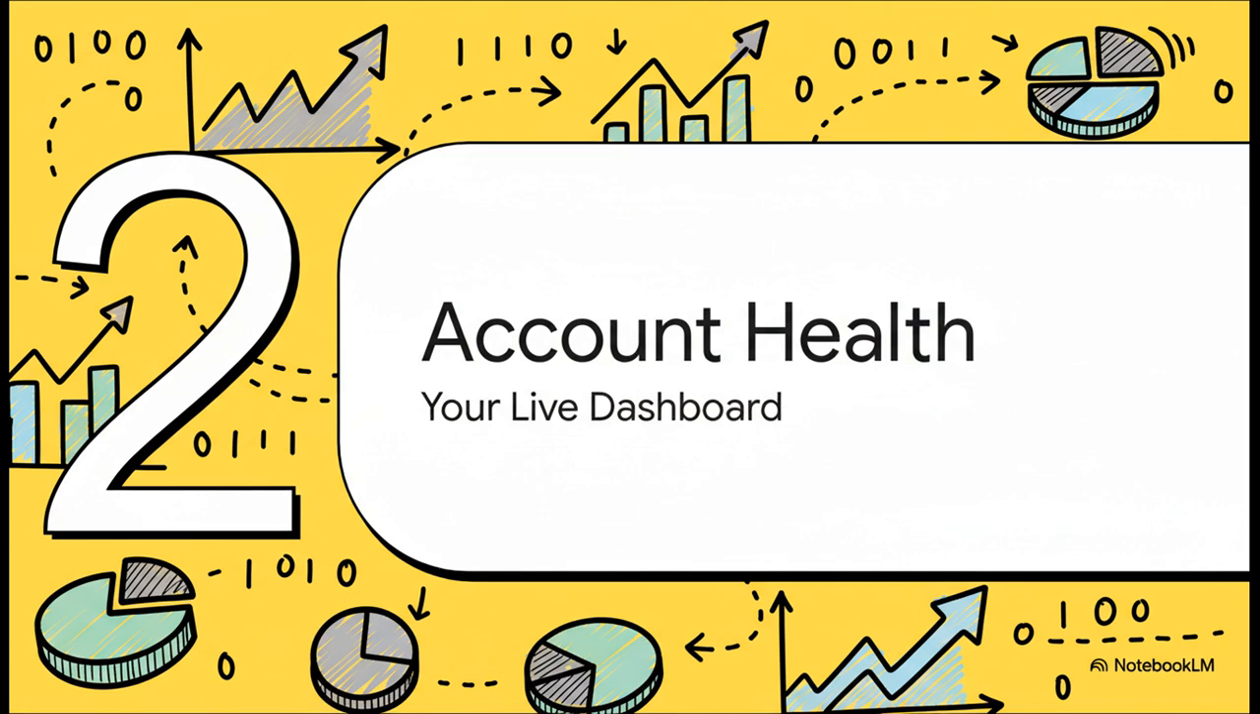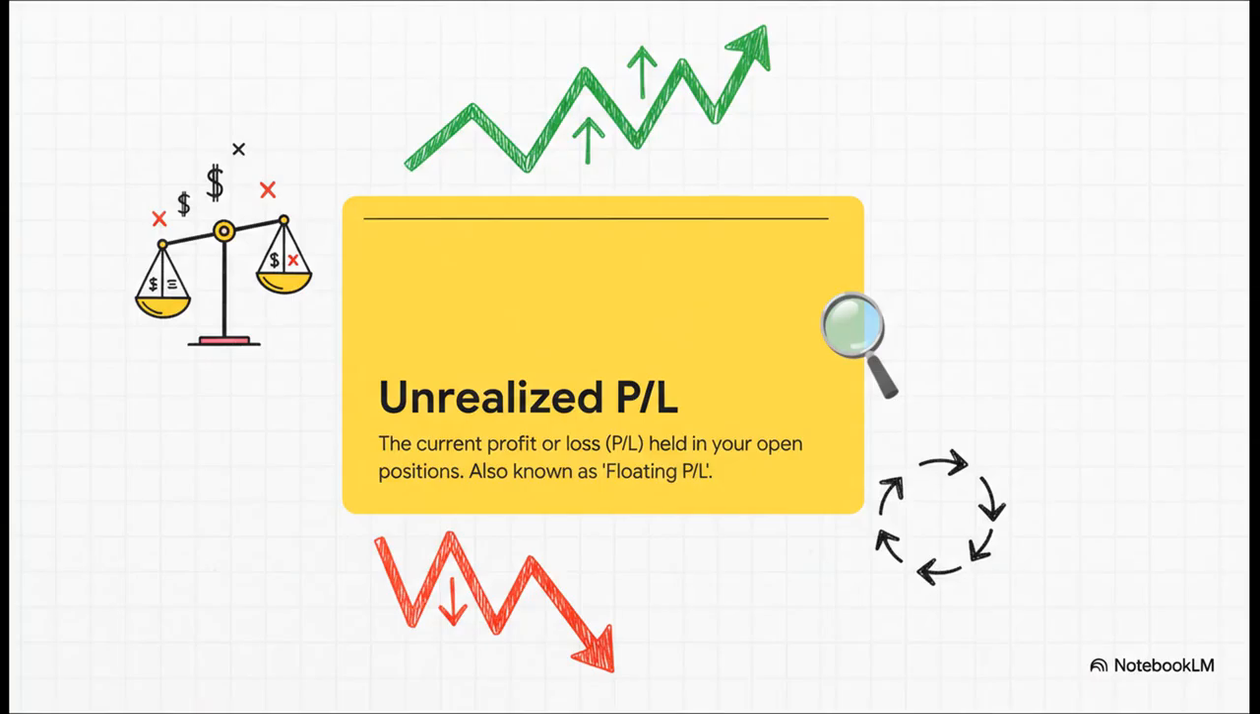Okay, we've got the basics down for setting up a trade, but now for the exciting part. Once your trade is live, a whole new set of numbers comes into play. These aren't static anymore. These are dynamic, changing in real time with every tick of the market. This is your live account dashboard. The first thing you'll see flickering on your screen is your unrealized P&L, or sometimes it's called floating P&L. P&L just stands for profit and loss, and it's unrealized because, well, it's not actually your money yet. It's the current score of your open trades, and it's constantly changing as the market moves.